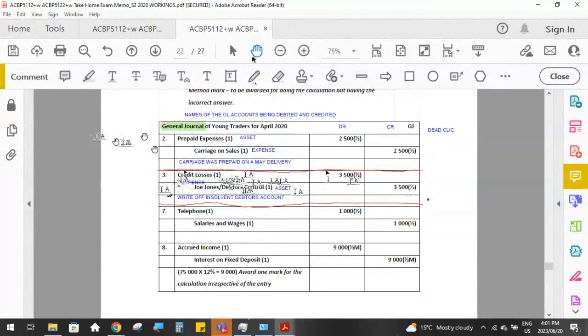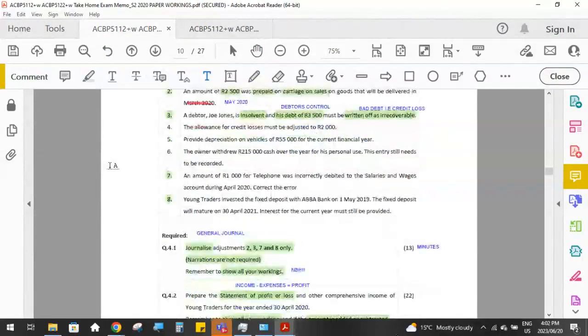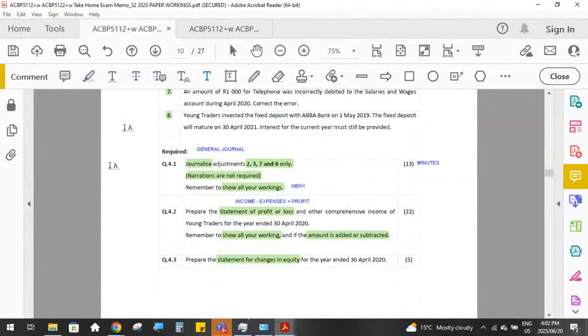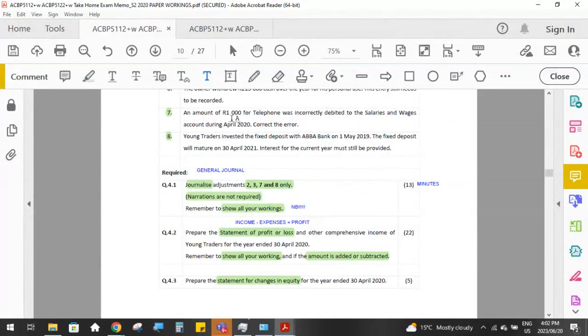Okay, so this journal entry here, number 2, stands entirely on its own, and this one here, number 3, stands entirely on its own. So for each of these individual journal entries, the debits must equal the credits. 2.5 debit, 2.5 credit, 3.5 debit, 3.5 credit. And then we go and have a look to see what's our next journal entry that we've got to do. So transaction number 7, an amount of 1,000 Rand. We don't want to get our amount incorrect. That was for a telephone account that was incorrectly debited to salaries and wages.